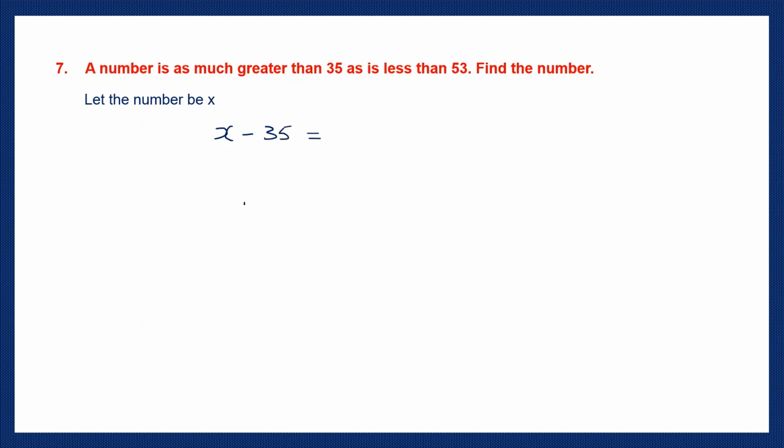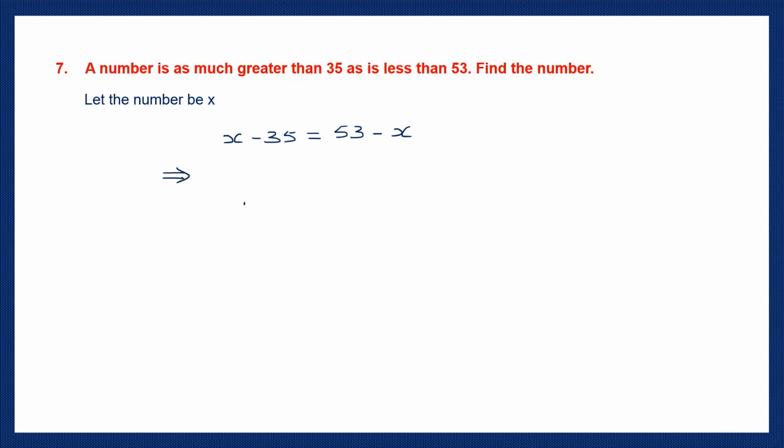Now this is equal to, here x is less than 53. So 53 will come first. 53 minus x. So first we have to get an equation like this. And then we have to start solving it. So let's put all the x to the left hand side and all the whole numbers to the right hand side.